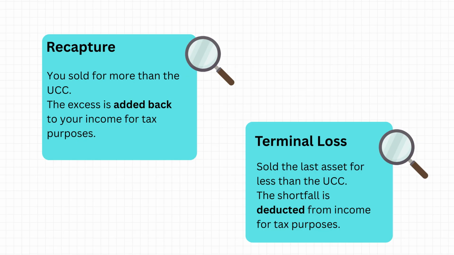The first is called recapture. This happens if you sell an asset for more than its UCC balance. The government basically says, hey, wait a minute, you claimed too much depreciation over the years, and they recapture that extra profit by making you add it to your income. The flip side is a terminal loss. This happens when you sell the very last asset in a pool for less than its UCC. In that case, you get to take the entire remaining balance as a final one time deduction.